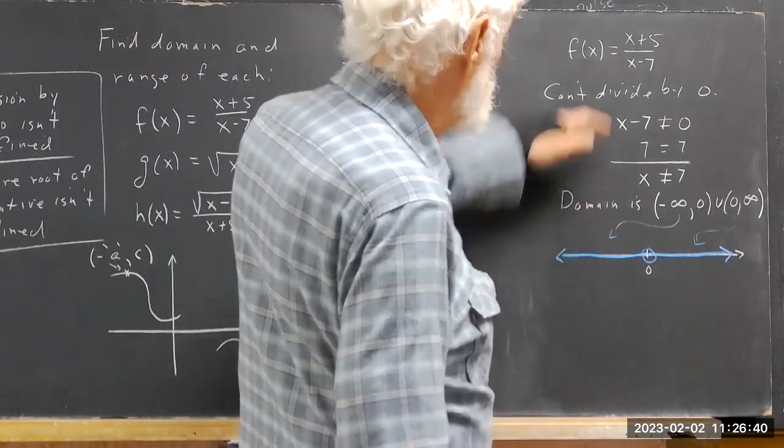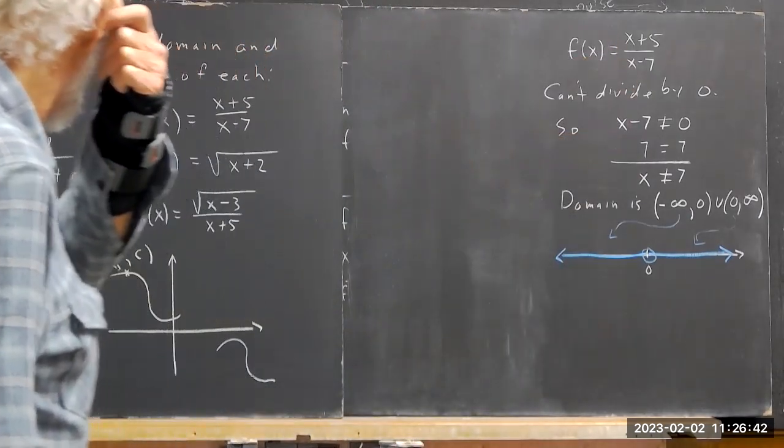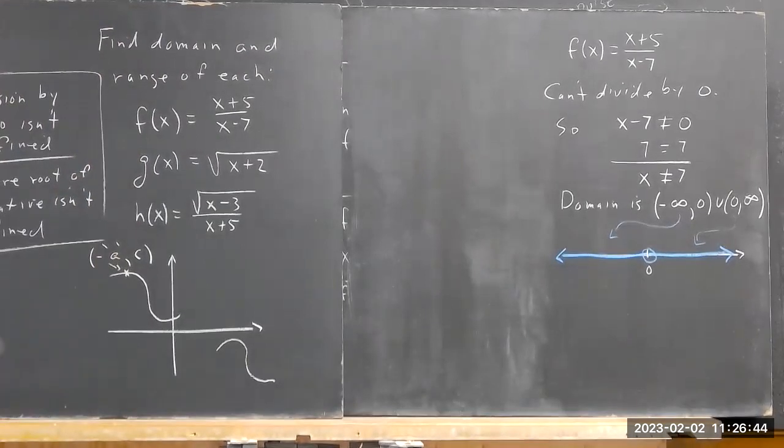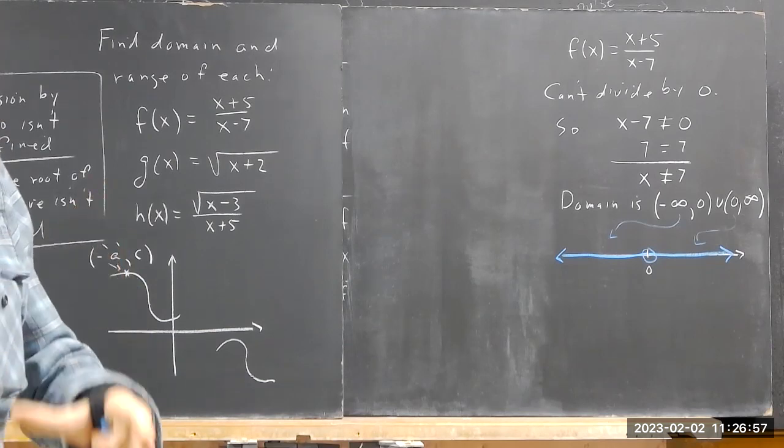Now that's the only restriction, because for right now, almost everything you see is going to involve square roots or division by 0. So you check these two things out. There's more, but if you can just check those two things out, it's a good start.